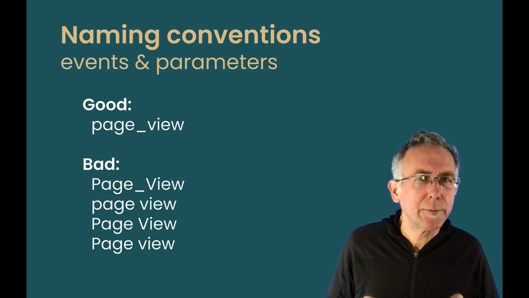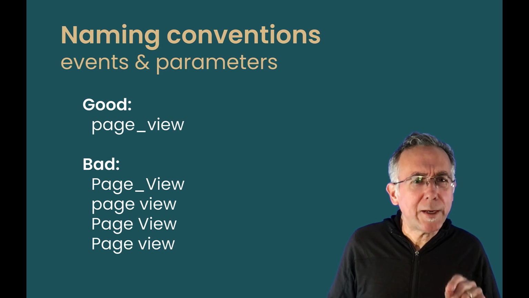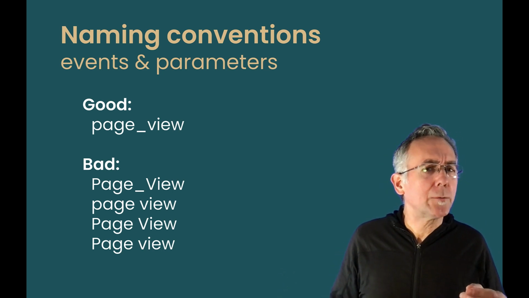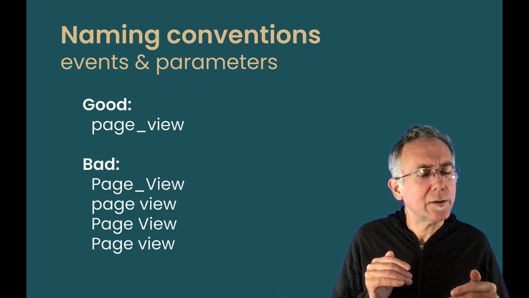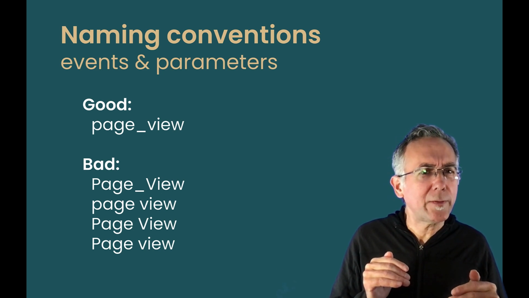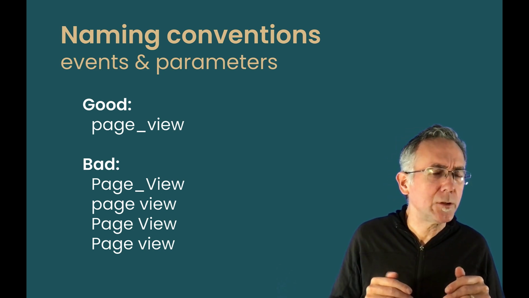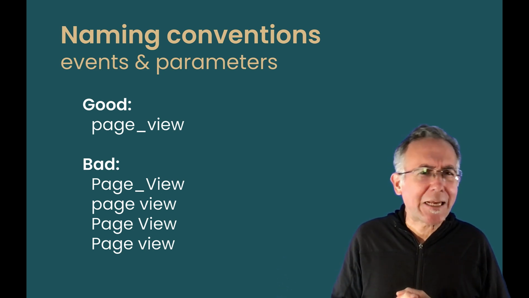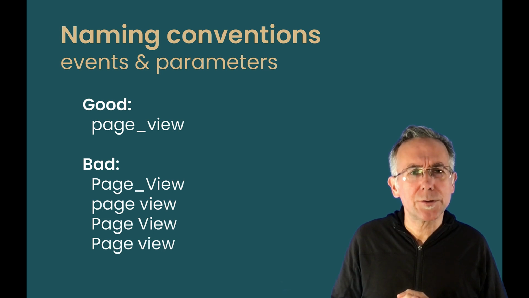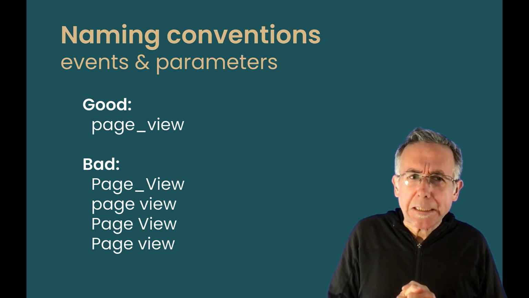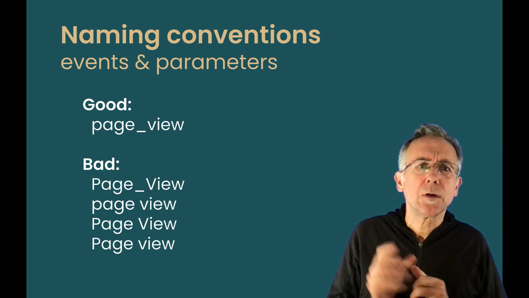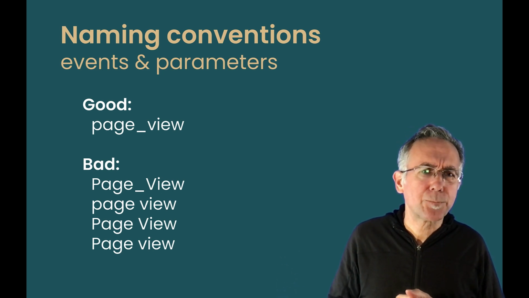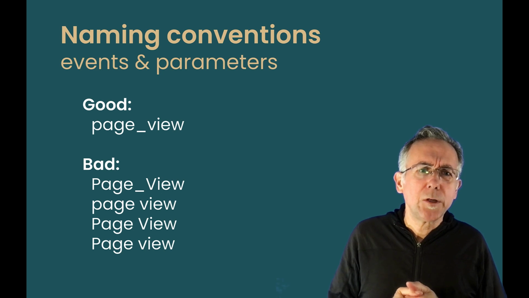So first of all, event names and parameter names, there are certain rules you have to follow. You can't have an event name begin with anything other than a letter. You can use letters, numbers, and underscores in event names. You can't have spaces or other characters. The convention is to do lowercase words separated by underscores, which is called snake case.